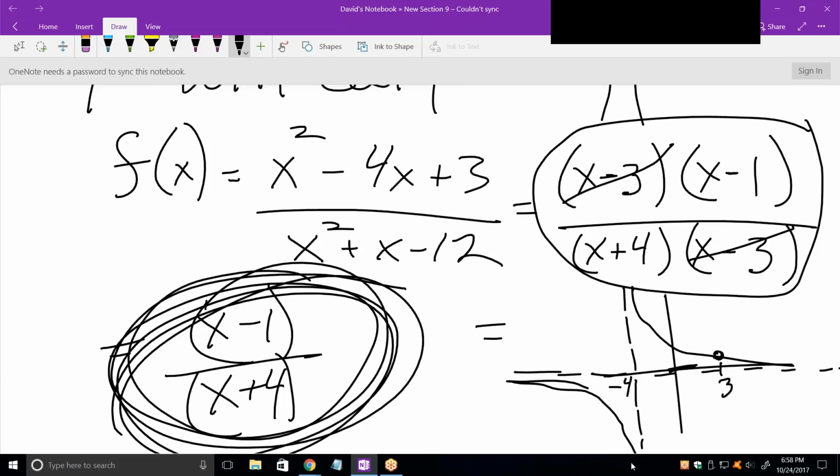It just wanted to know, find the discontinuities and then determine the type. Oh, right. Okay. So this is an infinite discontinuity, because it goes to plus infinity on one side, minus infinity on the other.